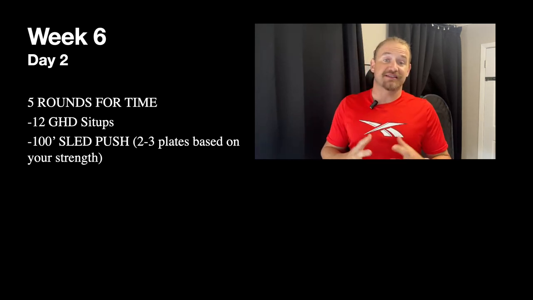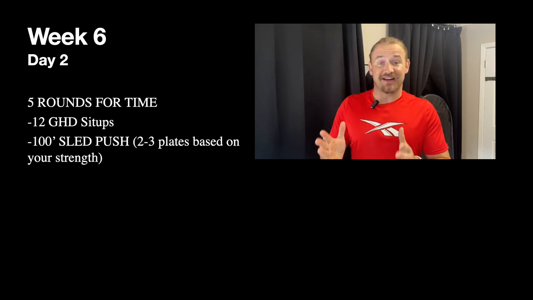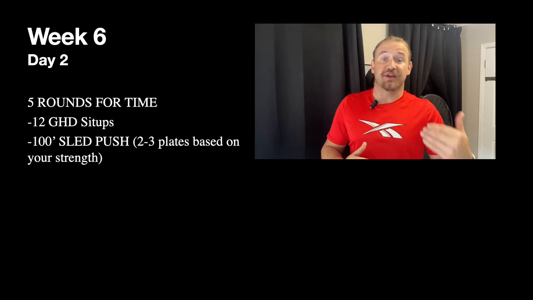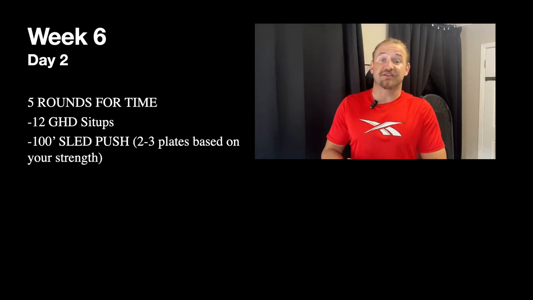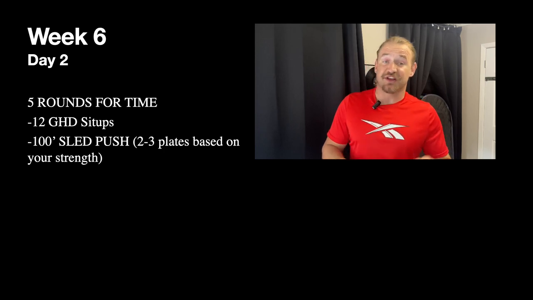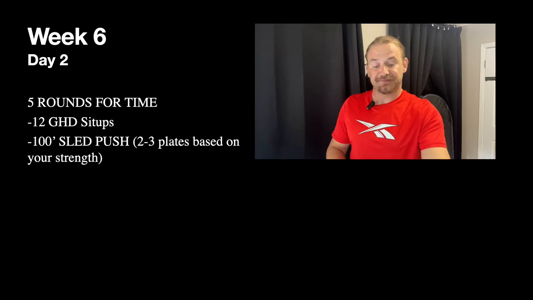This workout is designed to be done for time, so we want to set up, make sure we're ready to do this so we can transition back and forth as quickly as we can. Again, 5 rounds, 12 GHD sit-ups into a 100-foot sled push. That's 50 feet down, turn the sled around quickly, 50 feet back.